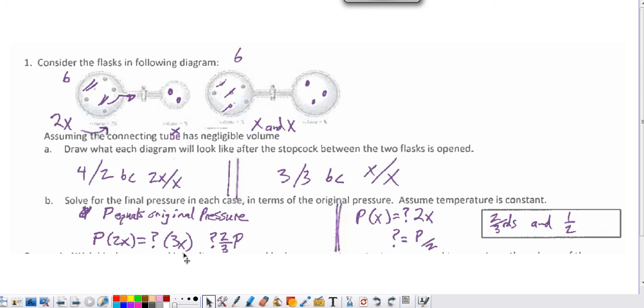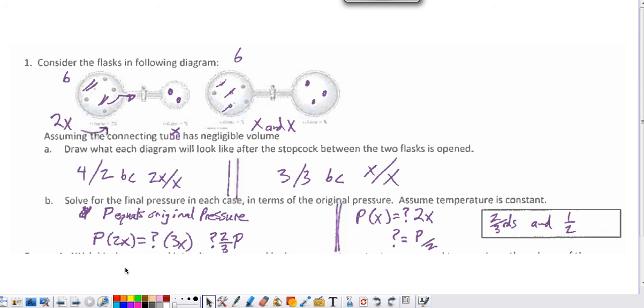And this is where a lot of people mess up. They did the new volume on the right side, and really it should be the new total volume. New total volume is the 2x of the left side and the x of the right side, so a total of 3x. So when we solve for question mark, we find that question mark equals 2/3 of the original pressure. All right, we would divide the 3 over there, and the x's would cancel. We'd have P times 2x divided by 3x, and we'd say P times 2/3 equals the value.